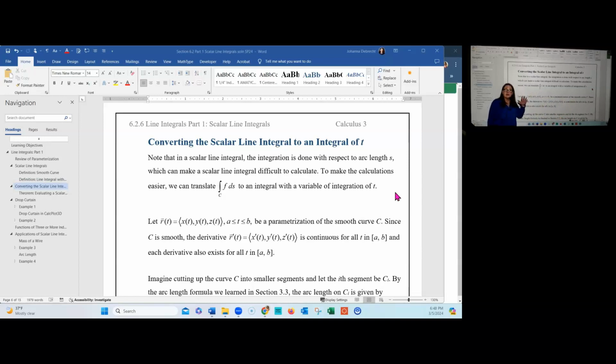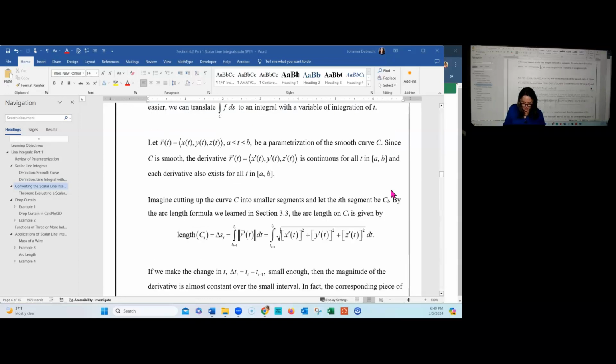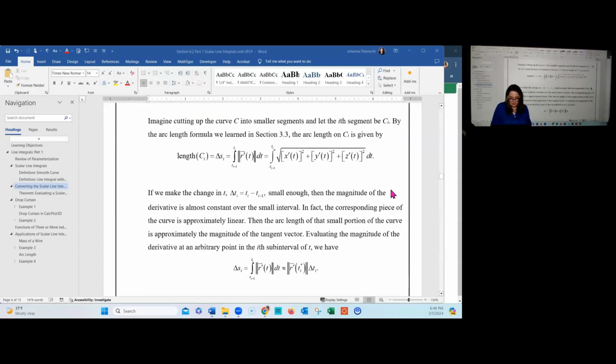Since it's smooth, we know that the derivative does exist and is continuous for all t between a and b, where t goes from t equals a to t equals b. And we also know that the derivatives exist, and at least one of these derivatives is not zero, because we know that the derivative of the parameterization is not the zero vector. Now, imagine, if you will, that you're cutting up the curve into smaller segments. And we're going to take the ith subsection of our curve.